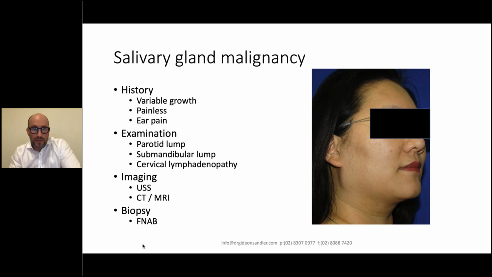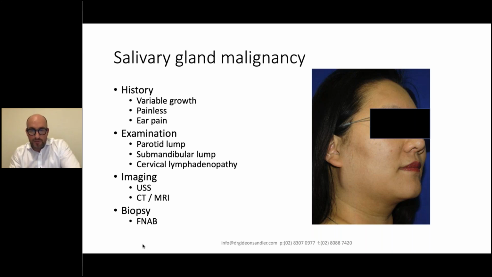When you examine the patient, look for the lump in the parotid gland. Look for a submandibular lump, and sometimes the patient will have cervical lymphadenopathy. Again, the imaging of choice is ultrasound and then CT, and the biopsy of choice is a fine needle aspiration biopsy.